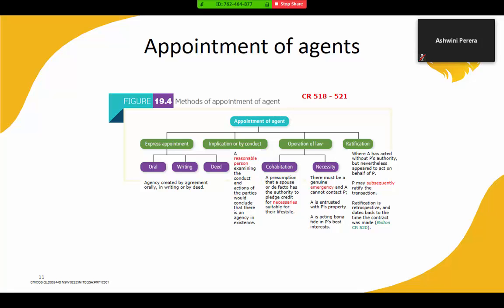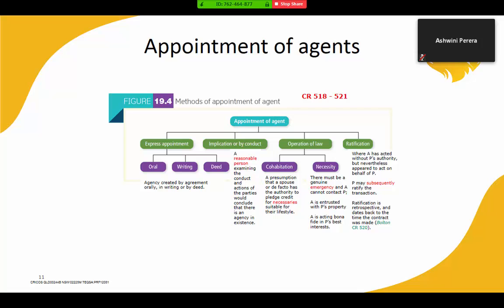We talked about ratification. So again, this is where the agent has already acted without the principal's authority, but nevertheless appeared to act on behalf of the principal. So the third party wouldn't know. They would think that actually you are representing the principal. Here we said the principal may, subsequent to this transaction, so ex post as we said, ratify the transaction. This would be retrospective. That's why it's retrospective, and dates back to the time the contract was made. We'll look at an example.